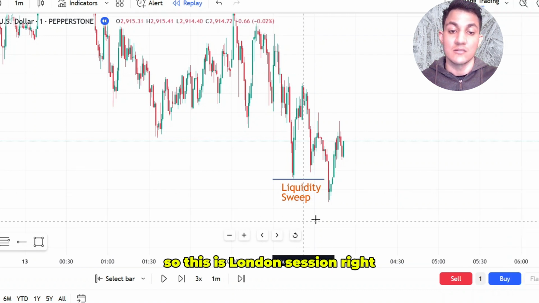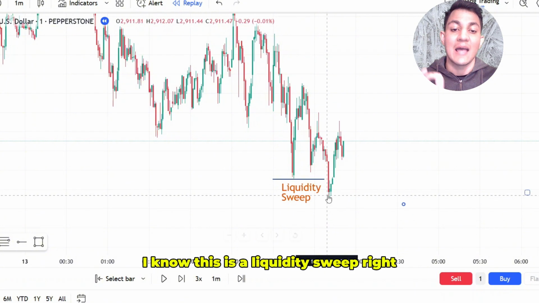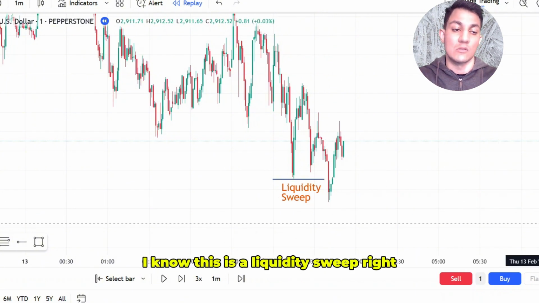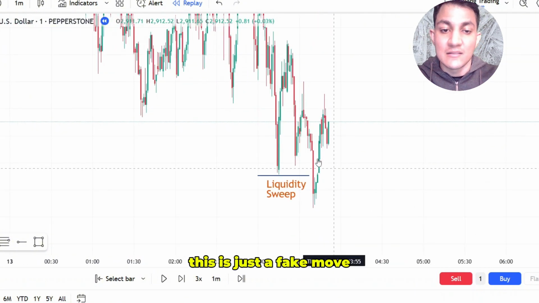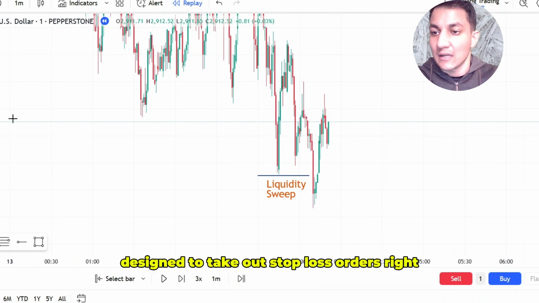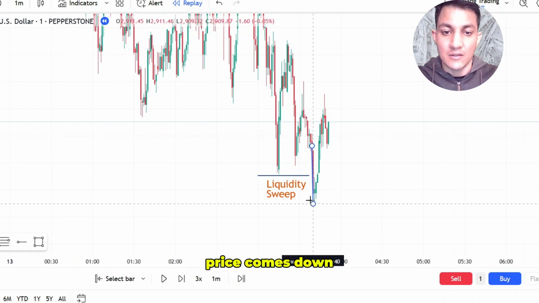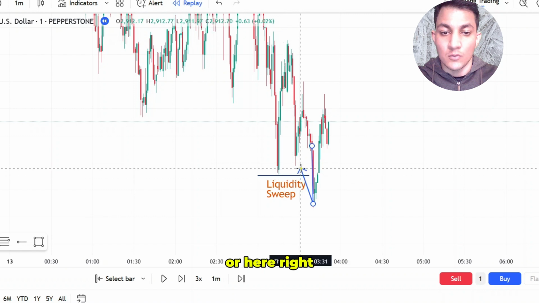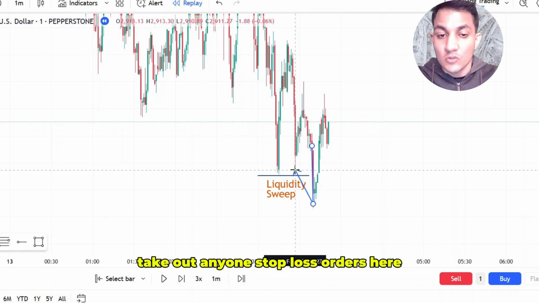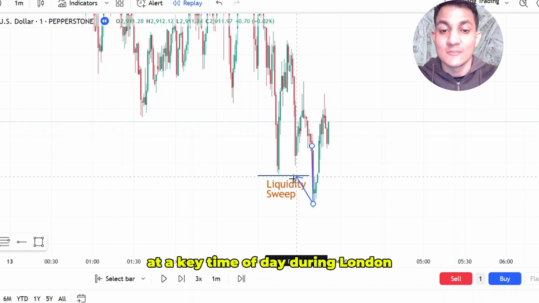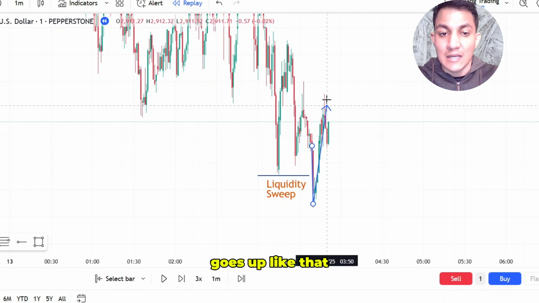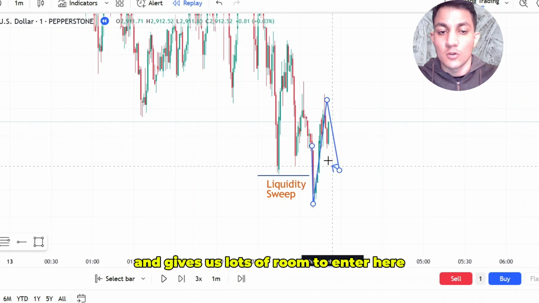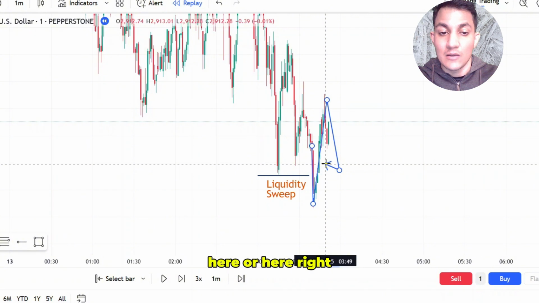right? So this is the London session. This is an absolute key time of day. I know that this is a liquidity sweep here. This is just a fake move designed to take out stop loss orders, right? Price comes down, it takes out anyone who had their stop loss here or here. It takes out anyone's stop loss orders at a key time of day during London, goes up like that, leaves lots of fair value gaps, and gives us lots of room to enter here, here, or here, right?